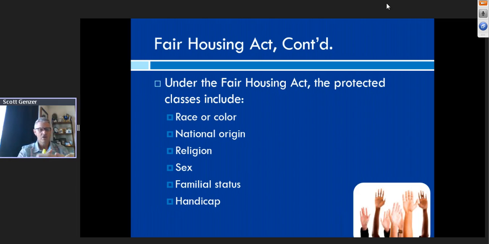You also can't refuse to rent or sell a house based on the fact that somebody has a handicap, or the other race, color, national origin, religion, sex, right? Notice age isn't on there. But there is one caveat to the Fair Housing Act, and that's familial status, right? And there are 55 and older communities, and they have maintained that status by certain caveats in the law that say you can maintain your adults only 55 and older if it's posted.